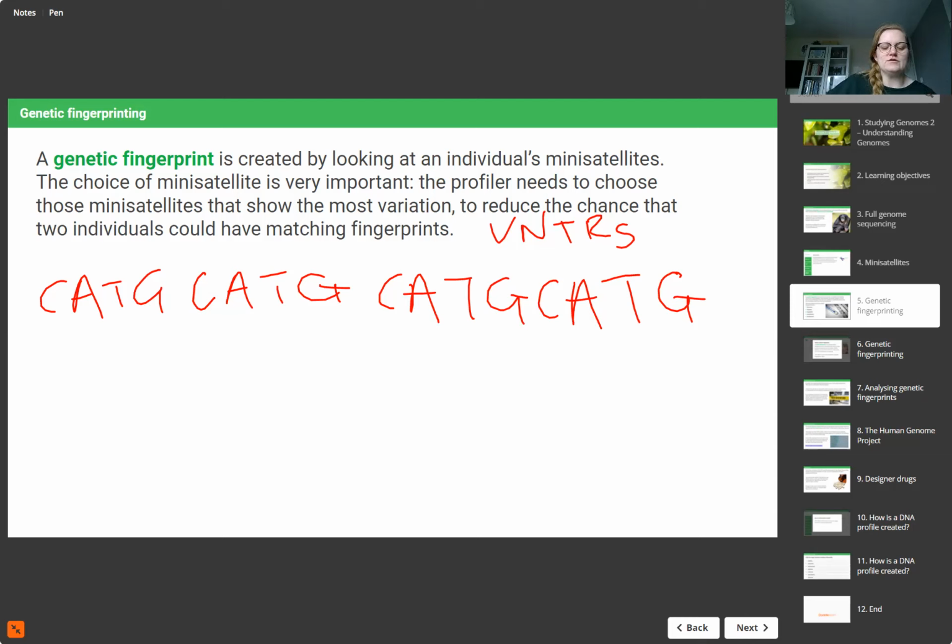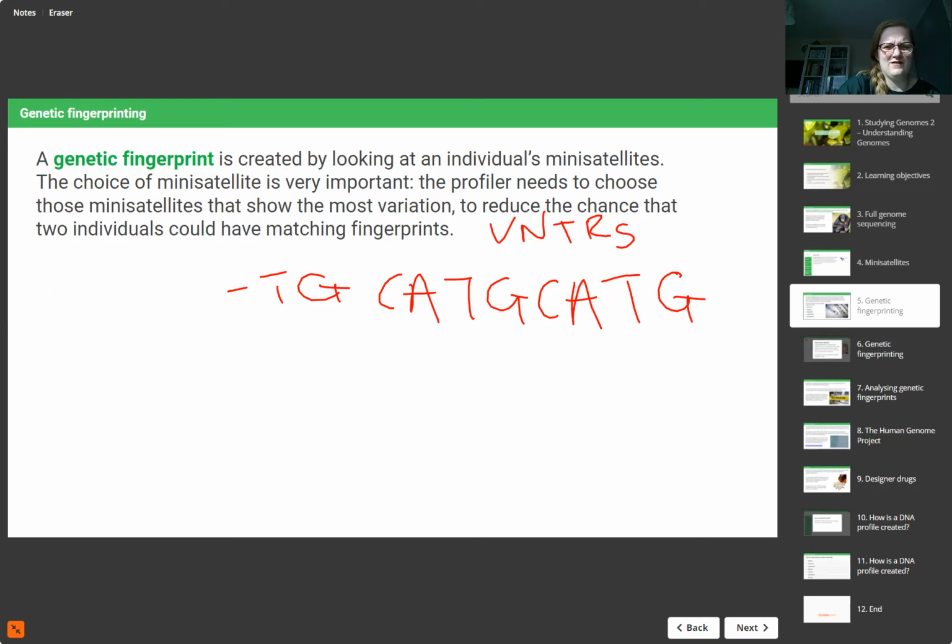So the repeated sequences occur in lots of places in the genome. And the number of times the sequence is repeated at different places in the genome can be compared between individuals. And this is what we call genetic fingerprinting. And again, I'll reiterate, the probability of 2 individuals having the same genetic fingerprint is very, very low, because the chance of 2 individuals having the same number of variable number tandem repeats, mini satellites, at each place they are found in DNA is very, very low.